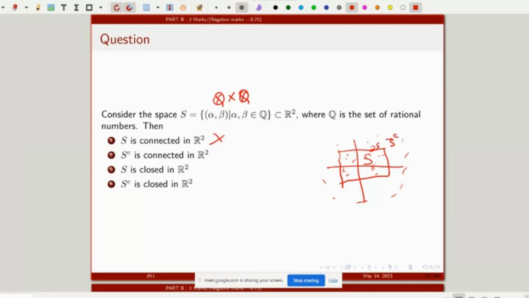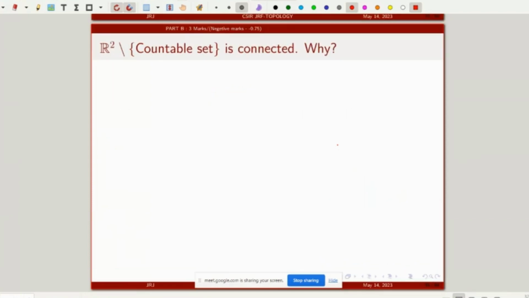Now what about the complement of Q cross Q in R2? Will it be connected? Yes, ma'am. R2 minus any countable set will be connected. Why? That will be path connected actually. Very good. If we take two points, say y1 and y2, we will have uncountably many paths from y1 to y2, out of which only countably many points are removed. Still, there will be a path from y1 to y2 which is completely contained in R2 minus Q cross Q. So this will be path connected.